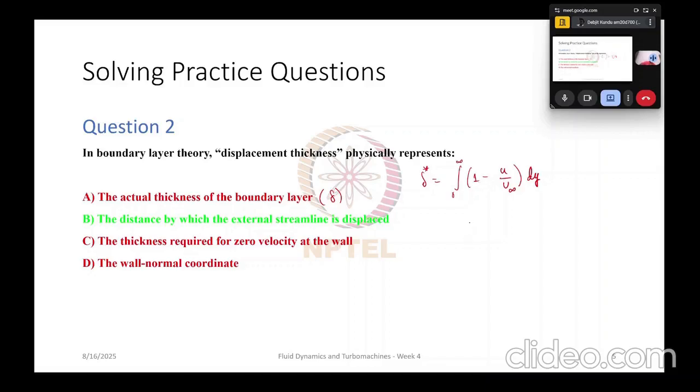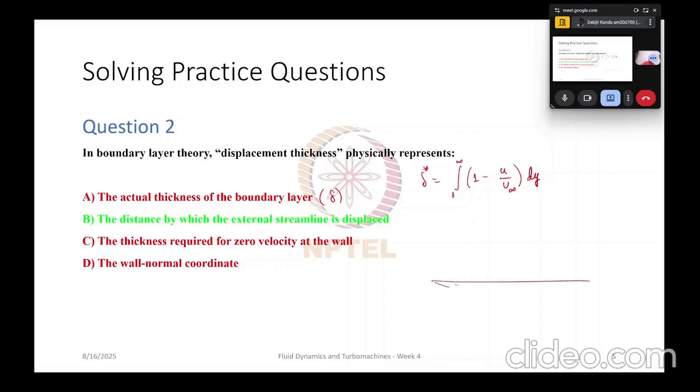So it's like if I forget about delta star thickness of fluid flowing near the wall, then the rest of the flow can be treated as it was in the absence of the boundary layer. What I mean by that is something like this.